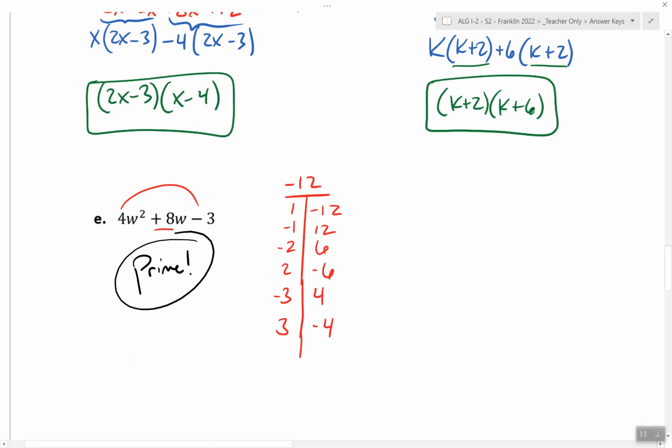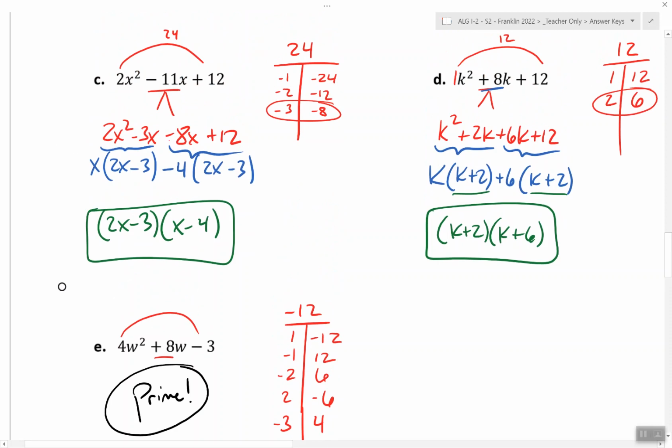Cannot be factored. Since this process of finding those two numbers didn't work, we looked at all of our options, and we just simply could not factor this at all. We can't take a GCF out of it, so there's nothing we can do. This is a prime polynomial, which means it does not have any factors apart from itself and 1.